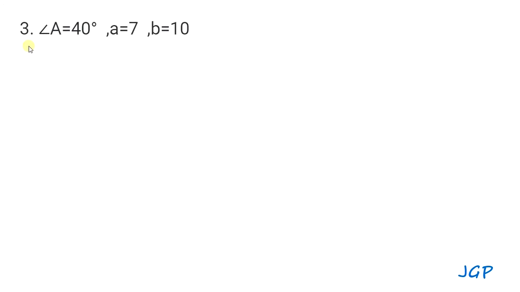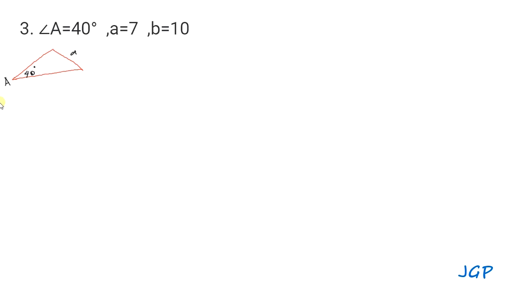So, let's have question number 3. Angle A is equal to 40 degrees, or side A is equal to 7 and side B is equal to 10. So, first, let's draw our triangle. So, we have, again, here is my angle A. So, this one is 40 degrees.